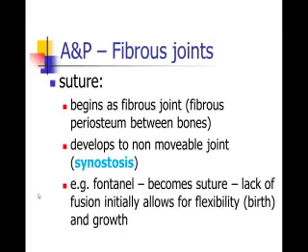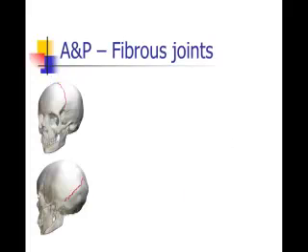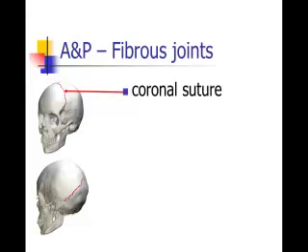Fontanelles start out at birth and eventually become sutures. And the fact that they're not fused initially actually is a big deal functionally, because it allows for flexibility during birth, and it also allows the skull to grow. So here we have the coronal suture, and as you might imagine, the coronal suture is in the coronal plane.